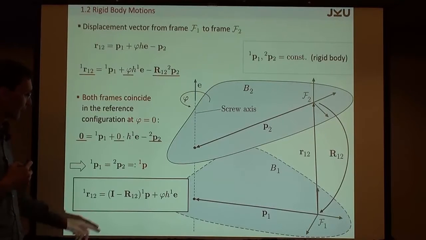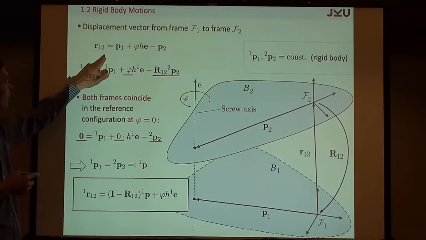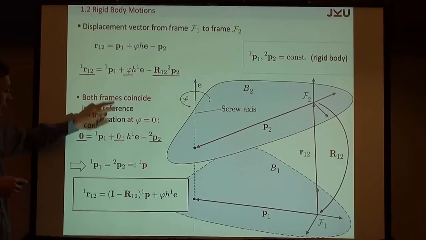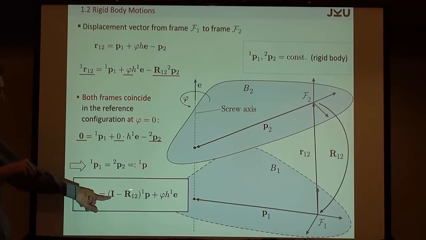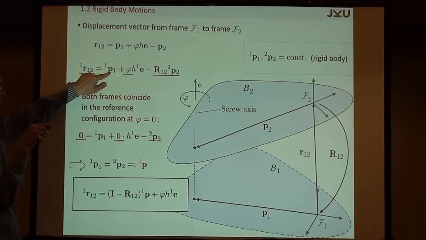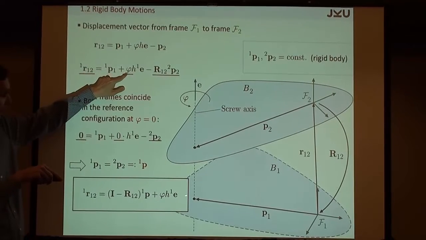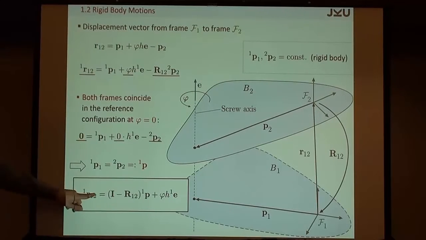And if you sum this up, because we have this expression, now I know that this P and this P is just P. Then we have the displacement vector, R12, expressed in frame 1. The identity, that means just P, that was this one, minus the rotation matrix times P, that is this, plus that one. Okay, that's nice.